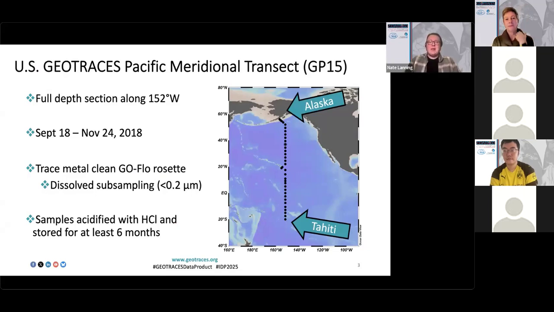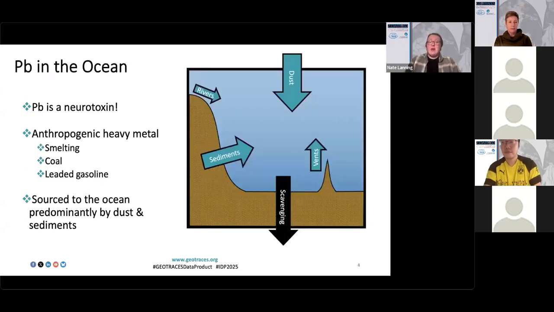So let's get into the lead story. Lead in the ocean is a neurotoxin, and it's anthropogenically sourced to the ocean through smelting, coal, and leaded gasoline. There are a few sources to the ocean, which I've indicated in my box to the right as arrows pointing inwards toward the box, and sinks that are arrows pointing out of the box. The two major sources of lead to the ocean are dust and sediments, with the ultimate removal of lead being scavenging, where adsorption of lead to particles removes lead from the dissolved phase.